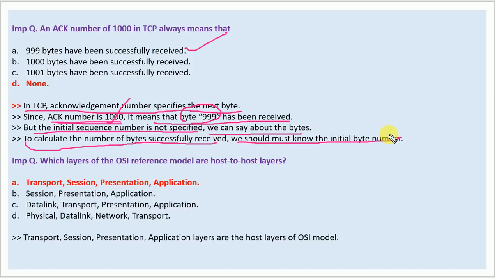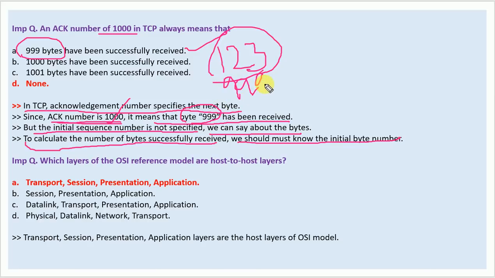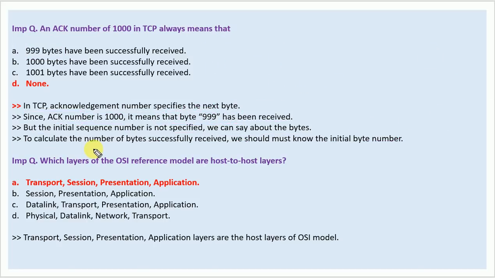If we have the initial byte number, then we can easily correlate that if the initial byte is 0 and I am receiving 1000, it means 999 bytes have been received. But I don't know about the initial byte. Initial byte can be anything. If it's 123, then you cannot say that 999 bytes have been received. It started from 123, so 123 plus 999 bytes will have already been received. So since the specific initial sequence number has not been provided in the question, the answer is none.